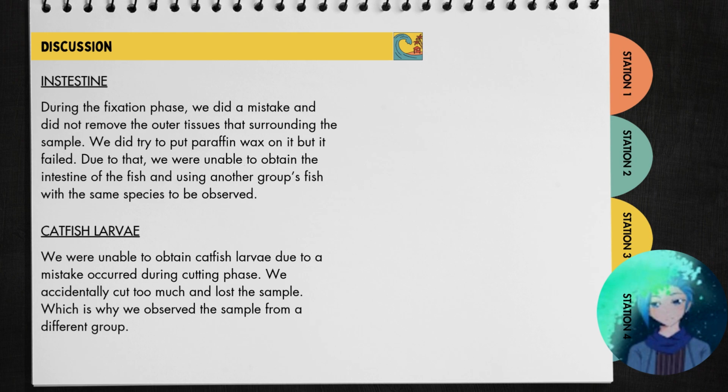Catfish larvae. We were unable to obtain catfish larvae due to a mistake that occurred during the cutting phase. We accidentally cut too much and lost the sample, which is why we observed the sample from a different group.